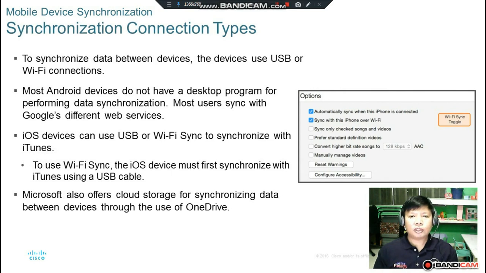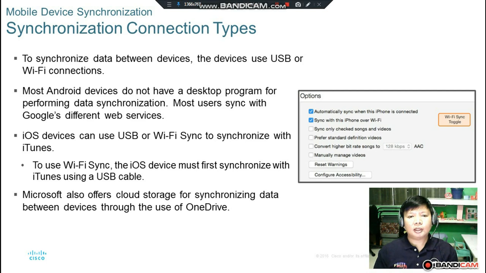Synchronization connection types. To synchronize data between devices, the devices use USB or Wi-Fi connections. Most Android devices do not have a desktop program for synchronizing data. Most users sync with different Google web services.